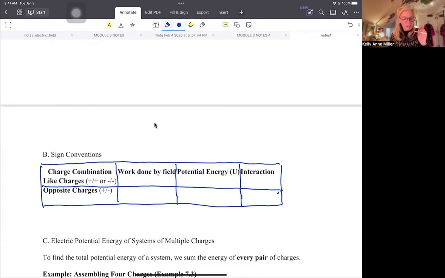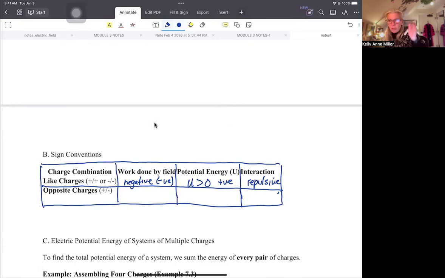Okay, so when you have like charges, so if you're basically forcing two like charges together, then the work done by the field is always negative. Okay, which is the example that I just went over. In that case, the potential energy is greater than zero, or positive. Okay, and the interaction is what we call repulsive.